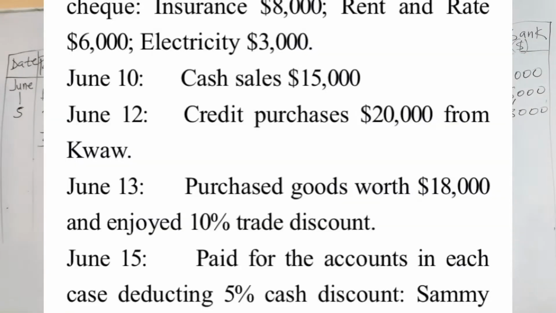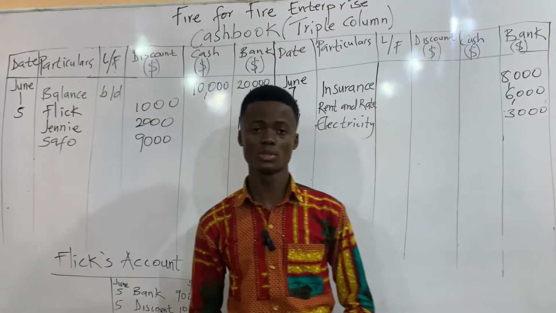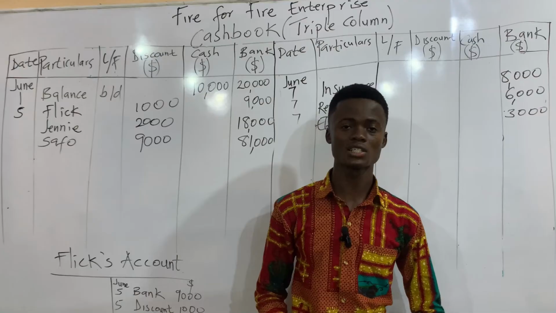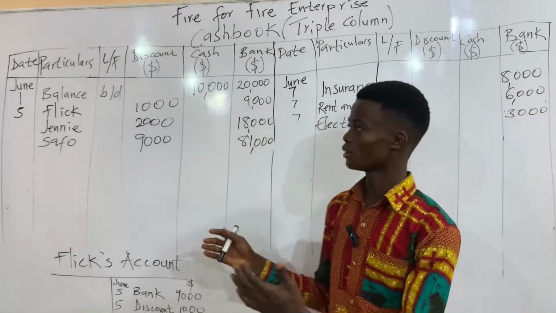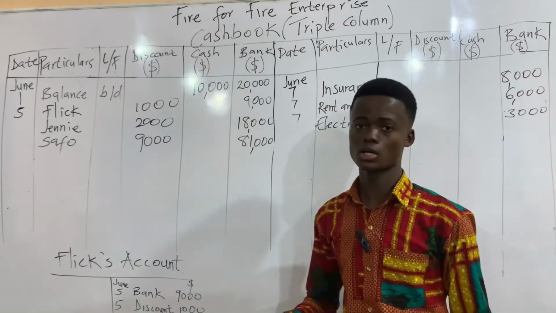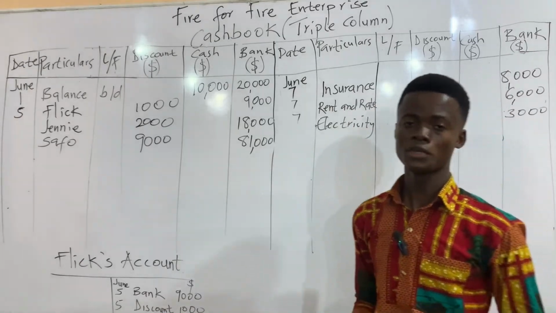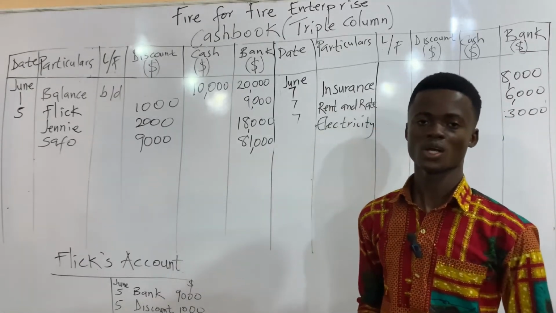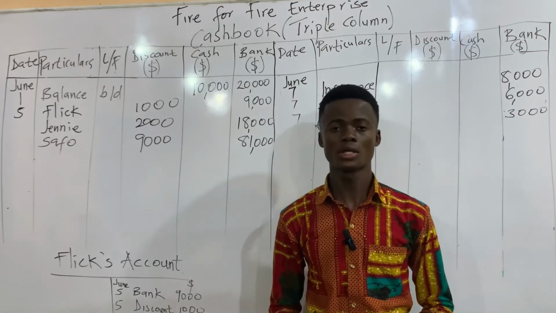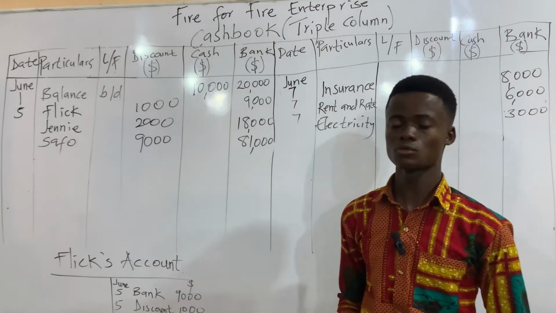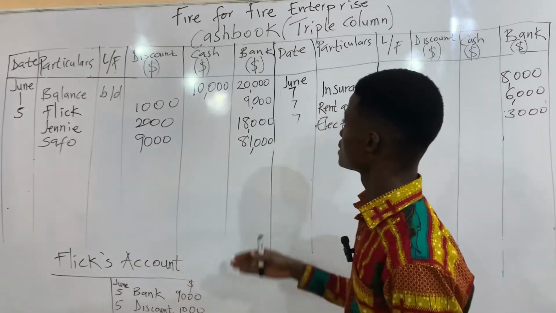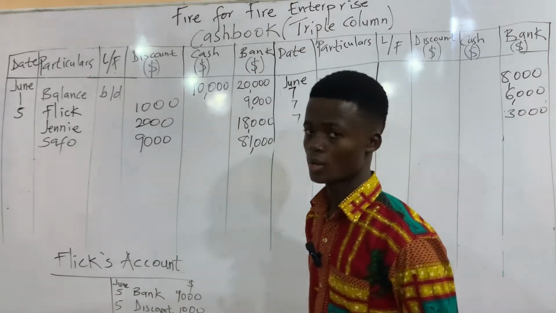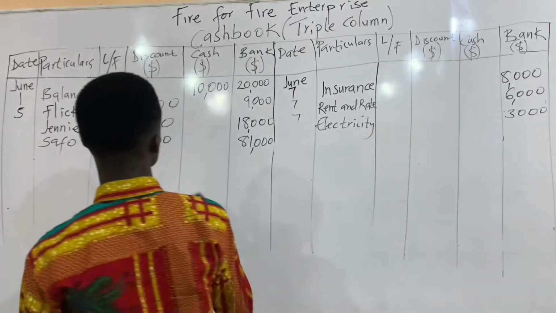The next transaction is on June 10th, cash sales $15,000. So this transaction also means that we sold goods and received cash in return. So since we received cash, then it means we need to look at the receipt side or the debit side of our cash book. And the two accounts involved here also is sales account and then cash account. Sales is a revenue, and the double entry rule for recording revenue says that we should credit all revenues, incomes, and gains. So it means we will debit the cash column of our cash book with the amount. So the amount involved is $15,000.